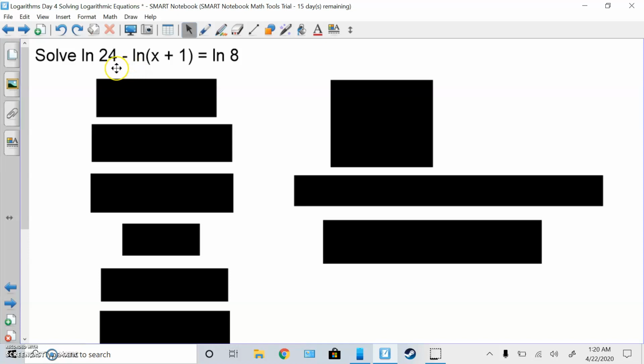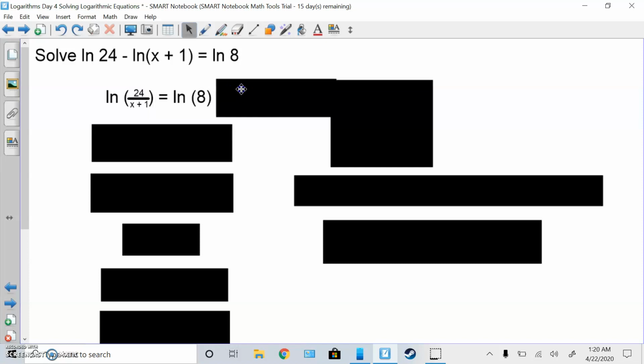Solve ln of 24 minus ln of x plus 1 equals ln of 8. So again, I can't do any converting tricks right now because there are multiple terms here. But when you have ln minus ln, the quotient property states that if you subtract multiple logs of the same base, and these are both base e, you just make it a single ln and divide the inside, so it'll be 24 over x plus 1.